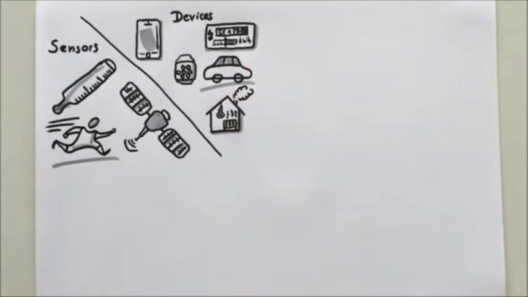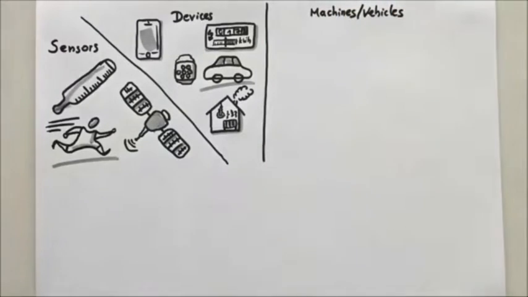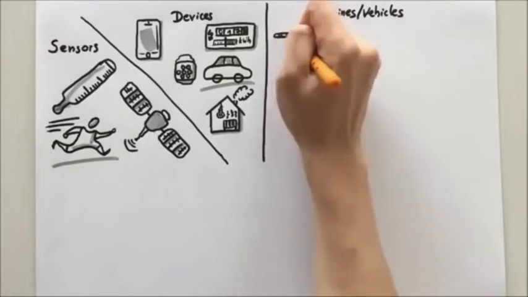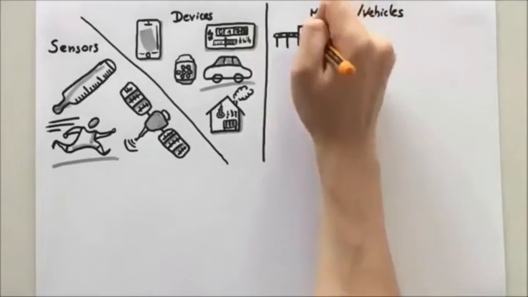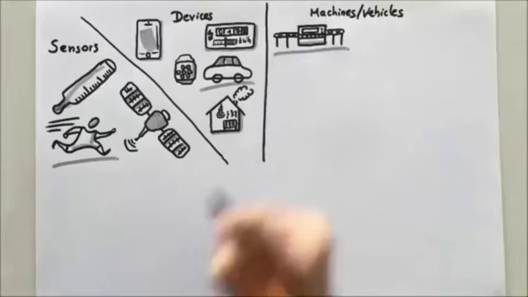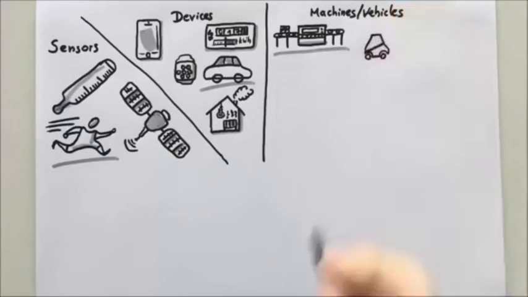In the business environment, we might see working machines, specific vehicles, or other things that already include sensors. Examples of these are machines in the production environment, or vehicles such as a forklift truck or trucks that transport materials from A to B.